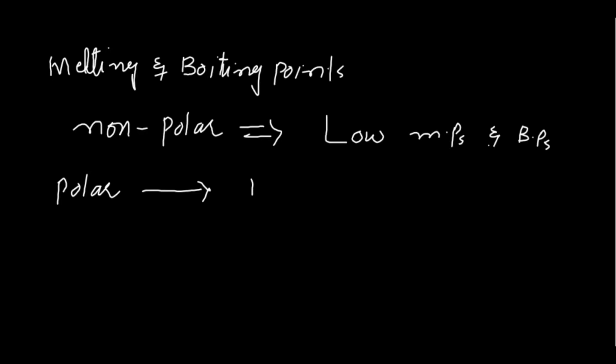When will they be polar? When they contain atoms other than carbon and hydrogen, for example nitrogen, oxygen, halogens, etc., then they are polar in nature. If they are polar in nature, then their melting and boiling points are higher, because then the intermolecular force of attraction among the organic compounds will be dipole-dipole forces. Dipole-dipole force of attraction is a stronger force of attraction as compared to London dispersion forces. So when they are polar in nature, they have high melting and boiling points.